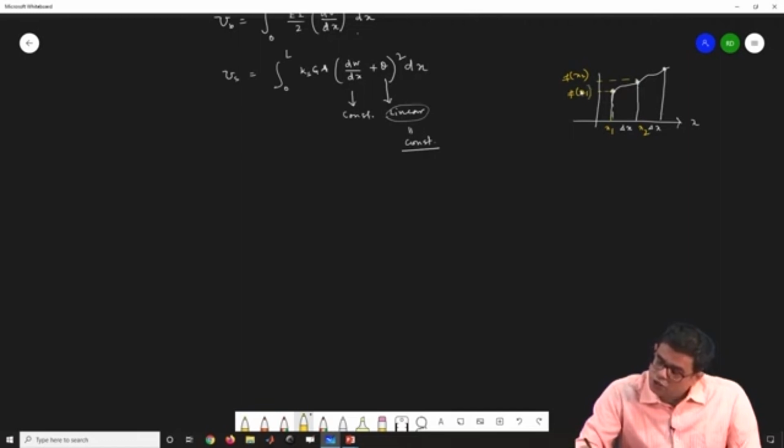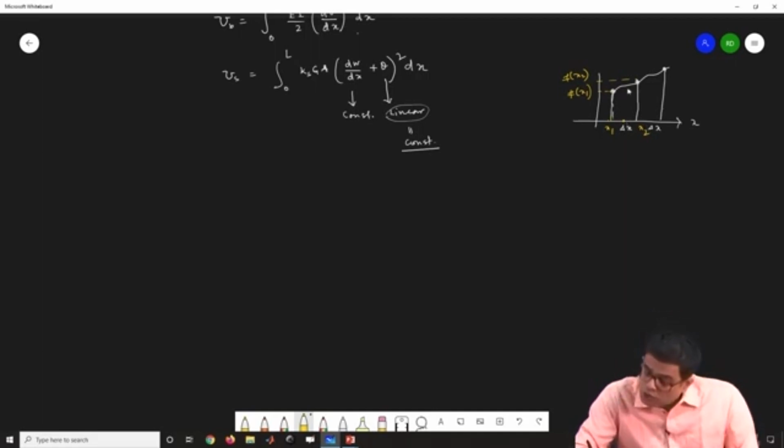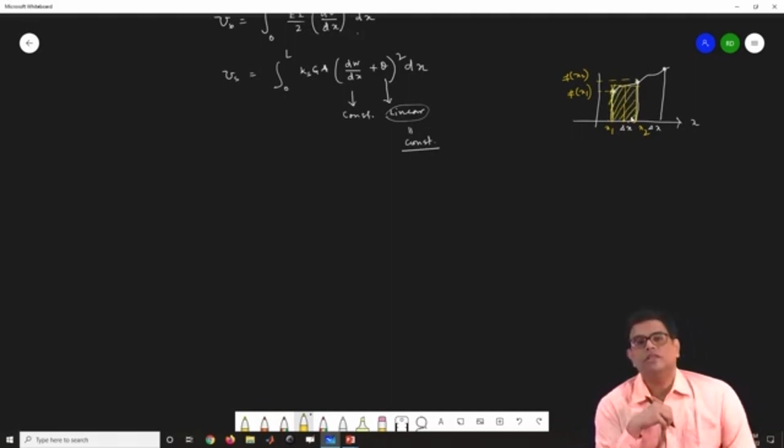Now for these two values, instead of evaluating at the end points, I will just take the midpoint, which is (x1 plus x2) by 2, and then I will evaluate this area. So this is my midpoint rule. Instead of the actual area bounded by the white curve here, I will compute this approximate area, which is essentially a rectangle. If I do that, it is known as the midpoint rule.